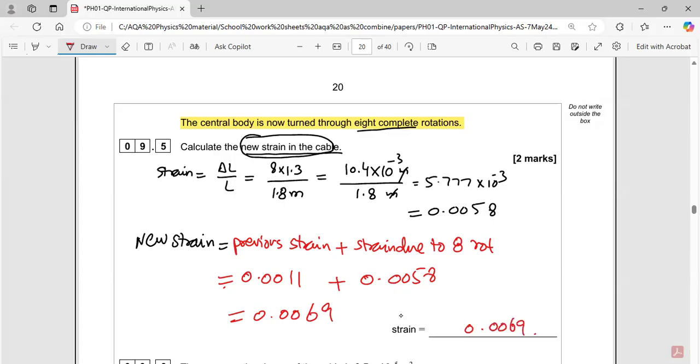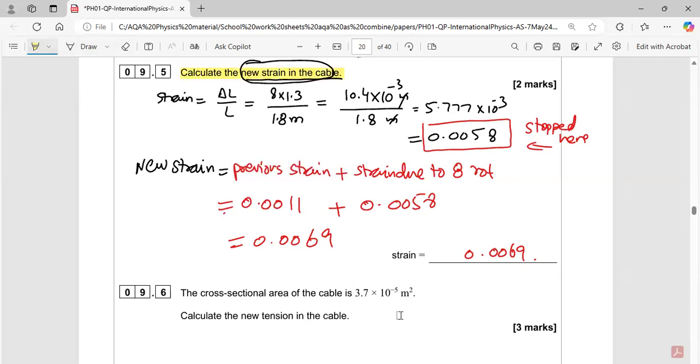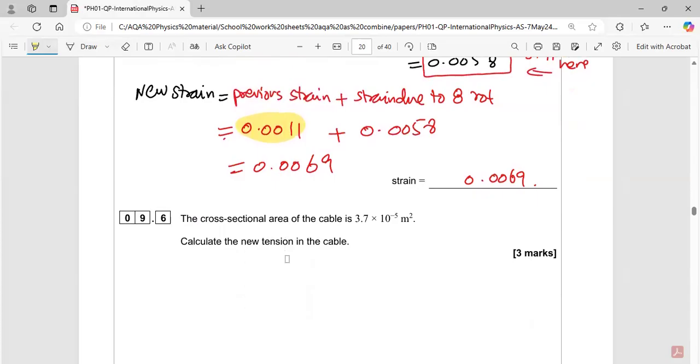This was also a tricky part. Why? Because most of the people just stop working over here. They thought that this is the answer, but then you have to carefully read the question. They said calculate the new strain. So the previous strain was also there and you are doing this on top of that. So that's why you have to tell the total strain. So you are going to add that.